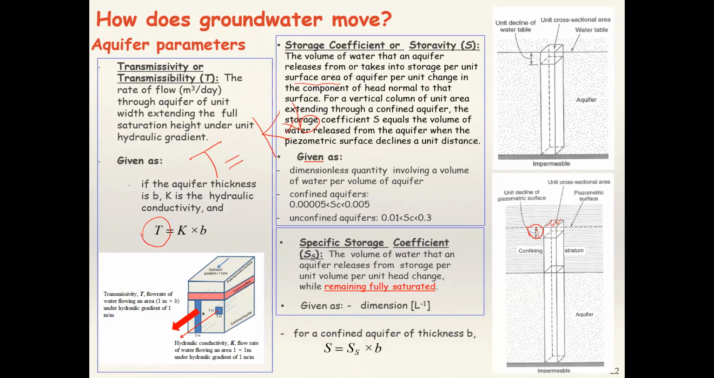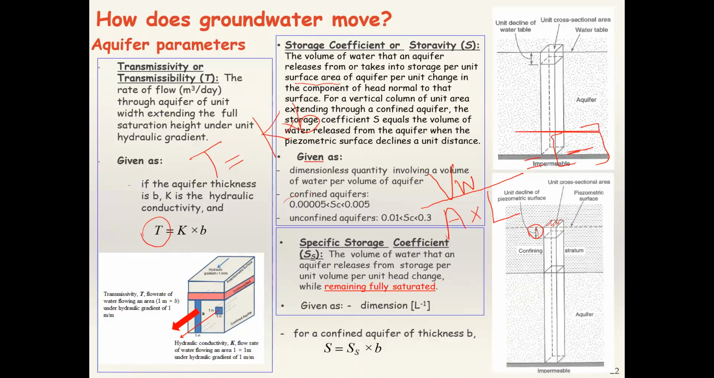Now you understand we are talking about a water volume that we can pump out, per unit surface area of the aquifer, and you are reducing the hydraulic head by 1 unit. So now what is the unit? Volume divided by the area divided by the length. This becomes unitless or dimensionless. So the storativity is a dimensionless parameter, which has no unit.